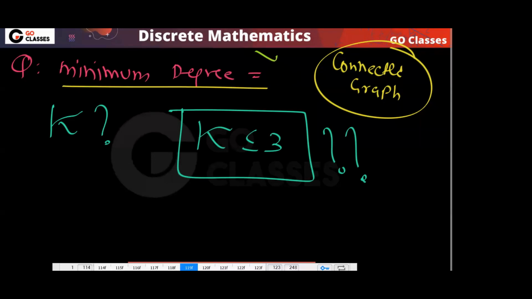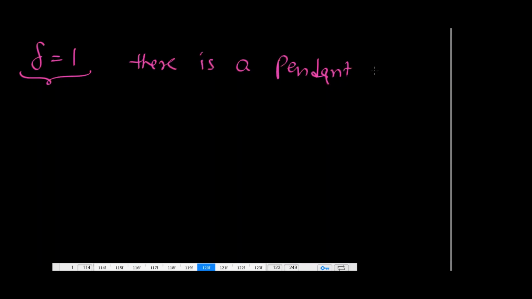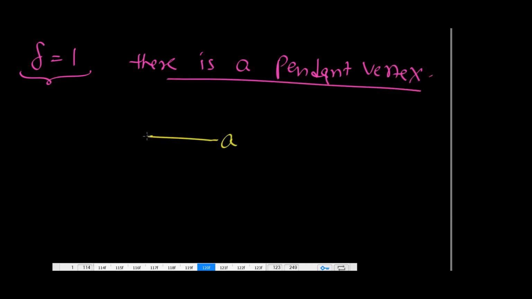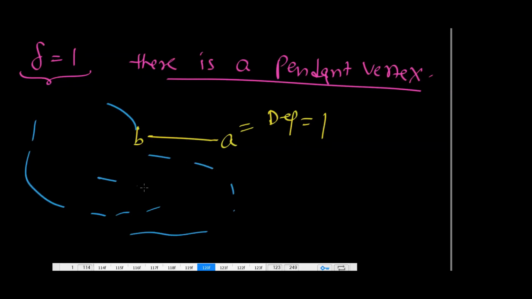Start with 1. If the minimum degree is 1, can I say that kappa will be less than or equal to 1? It simply means there is a pendant vertex. Let's assume this is the pendant vertex, so it has degree 1. Now tell me, can you guarantee it? The graph can be anything.